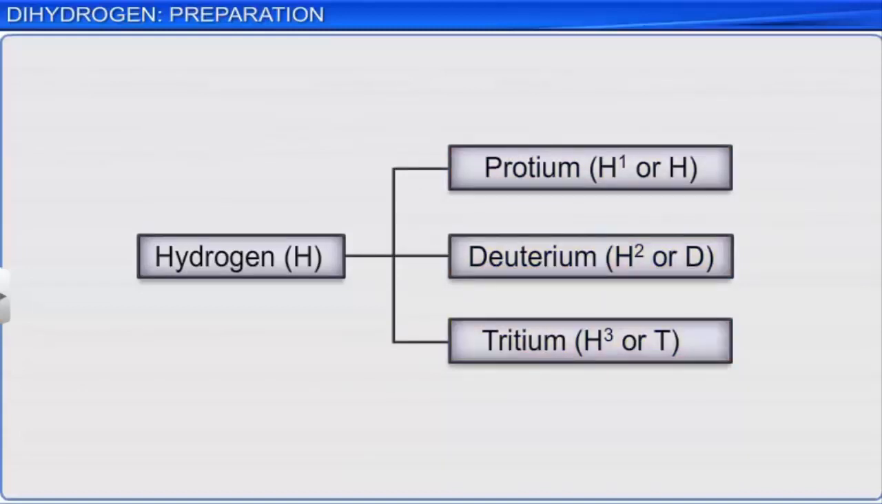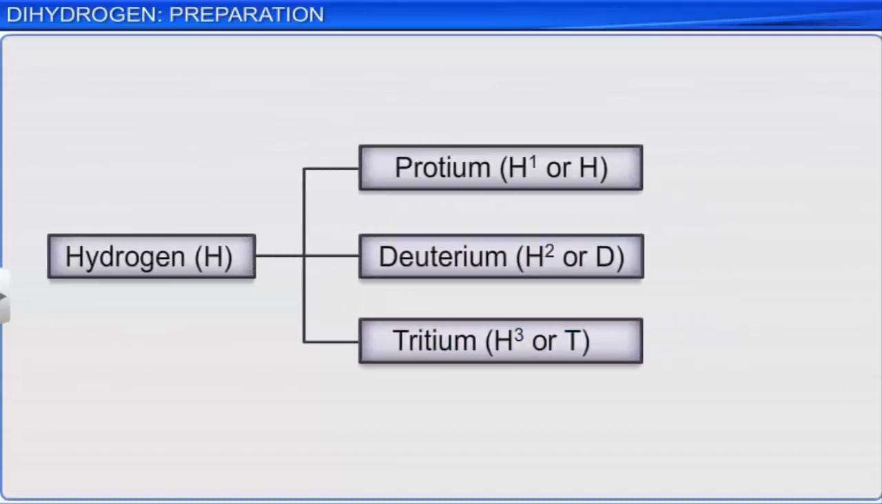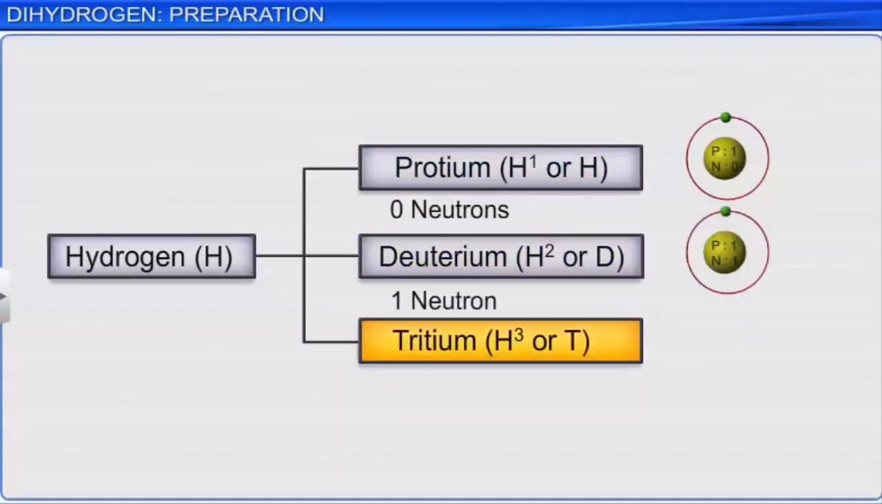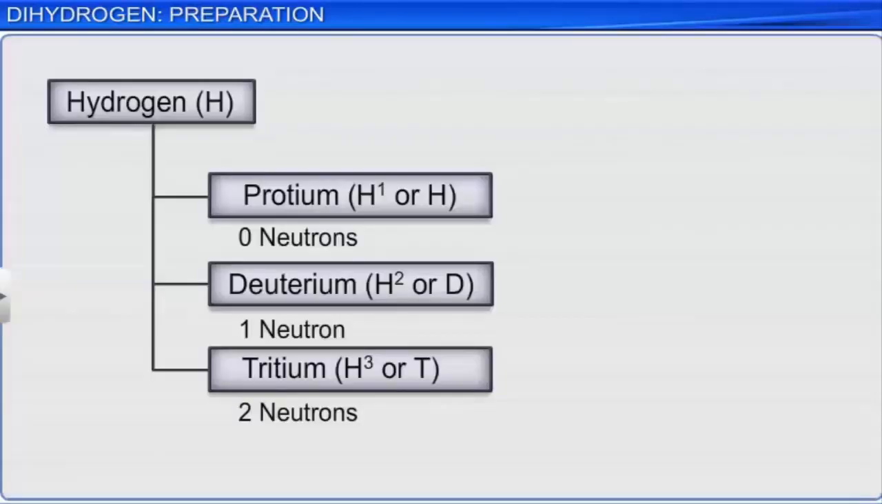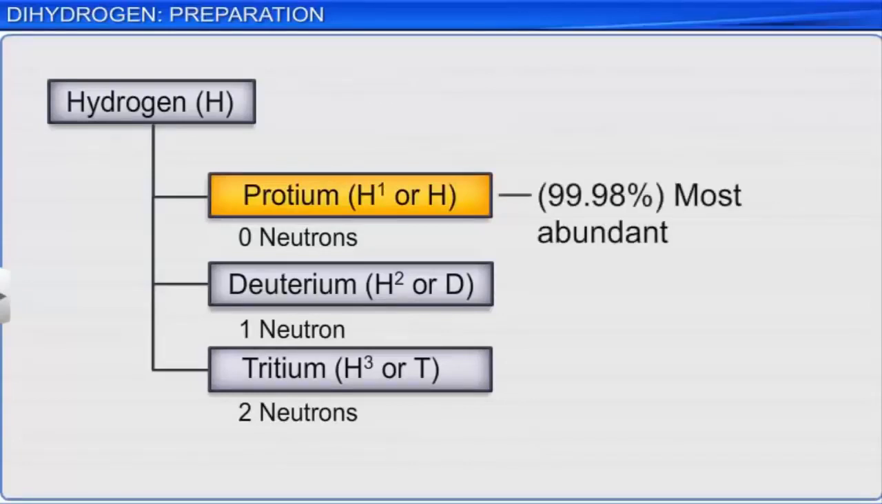It is the only element whose isotopes are named. Protium has no neutrons. Deuterium has 1 neutron, while tritium has 2. Among the 3, protium, with a concentration of 99.98%, is the most abundant.